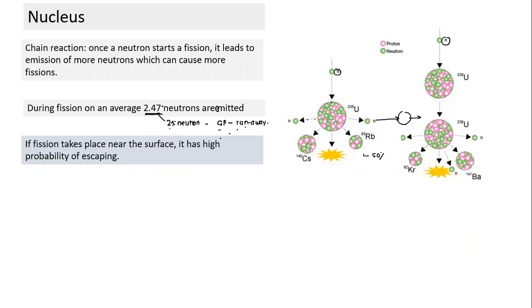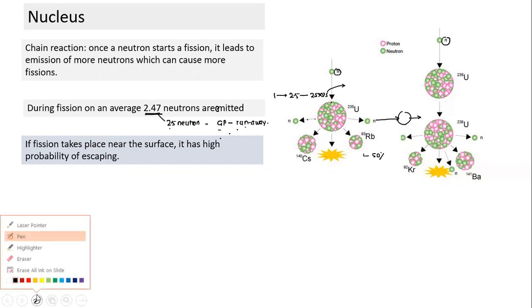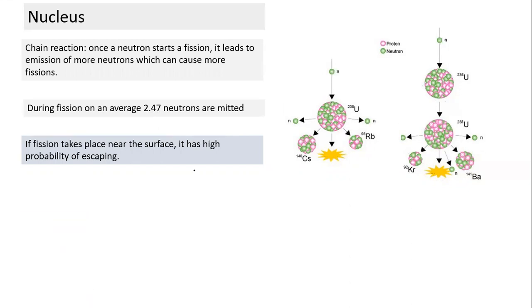So the first point: if one neutron leads to 2.5, and all 2.5 get absorbed, it will lead to 2.5 into 2.5. If this keeps happening, it will lead to a chain reaction, a kind of runaway reaction, a kind of blast. The rate of reaction will keep on increasing. But it doesn't happen. Let's see what is actually happening and how it can be used for power generation.